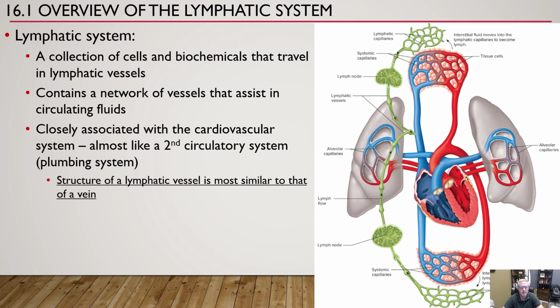But all it is, is a collection of cells that travel around in these things called lymphatic vessels. When we look at the lymphatic vessels structurally or anatomically, they are going to resemble veins the most, only because they have valves. We'll get into that a little bit later on.